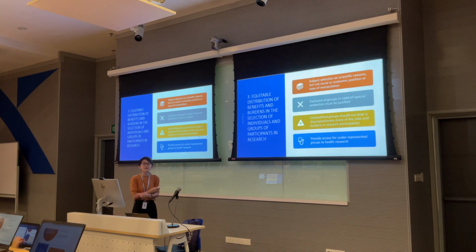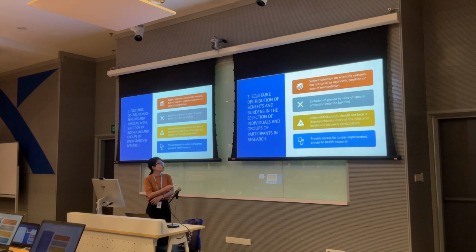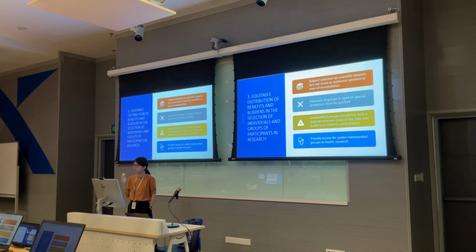So the next principle is to make sure that you have addressed the equitable distribution of benefit and burden in the selection of individuals and groups of participants in your research. So what is the meaning of equitable distribution? In terms of participant selection, as I mentioned earlier, you try to select participants based on scientific reasons. Don't simply recruit your participants based on your own preference or your bias.